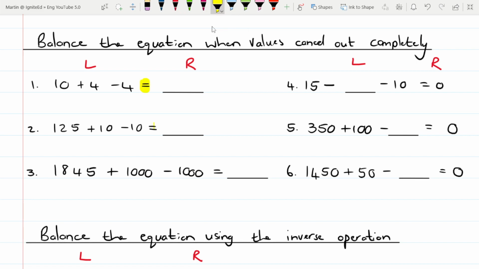We've got an equal sign in all of these from 1 to 6. So most importantly, we have to recognize that whatever is happening on the left-hand side must be equal to that which we write on the right-hand side. Okay, so I'm going to give you a few minutes, maybe pause this video, write down number 1 to 6. We are going to balance the equation when the values cancel out completely.